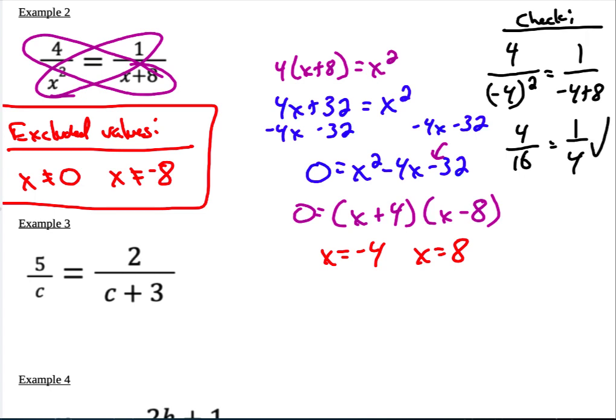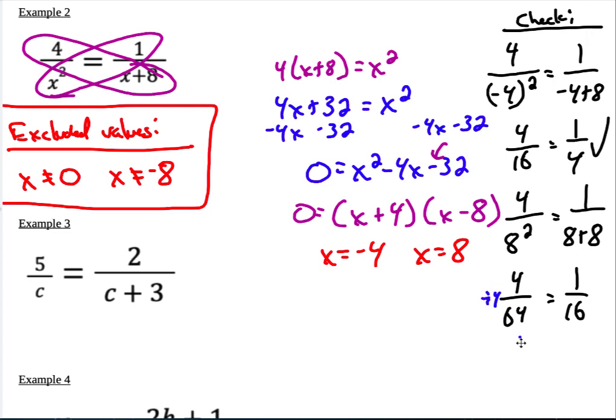Now I do the same thing with my 8. 4 over 8 squared, is that equal to 1 over 8 plus 8? Well, 4 over 64 and 1 over 16. If I were to simplify this one and divide by 4, I would get 1 over 16 is equal to 1 over 16. So they both worked. So in this case, all of my solutions have worked. I've not had an extraneous solution so far.